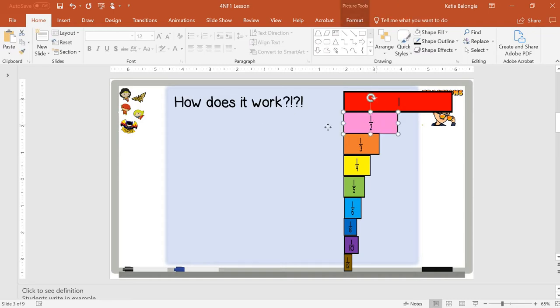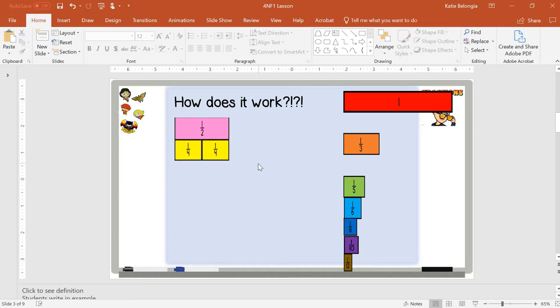So here, if I have 1/2, I should be able to break it into smaller pieces that will be equivalent to the 1/2. So let's take a look at 1/4. I know that I can fit 2. So here's 1, and if I copy and paste, okay, I can fit 2 of these 1/4, and it'll be the same size as 1/2.